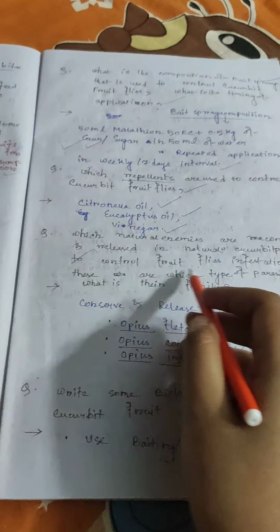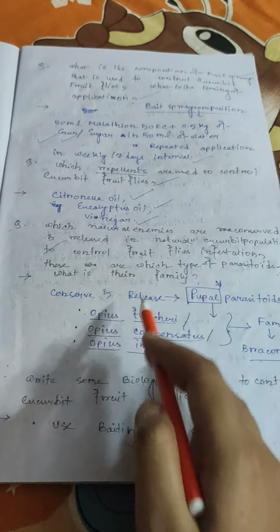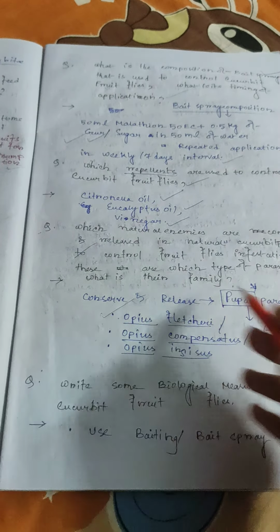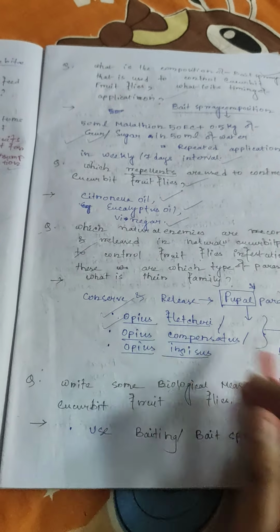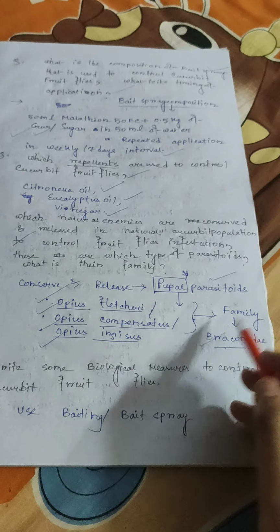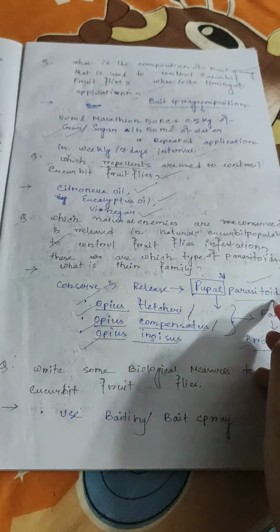Which natural enemies are conserved and released in nature to control the fruit fly infestation in cucurbits? These are which type of parasitoids? What is their family? Conserve and release pupal parasitoids: Opius fletcheri, Opius compensatus and Opius incisus. Family is Braconidae.